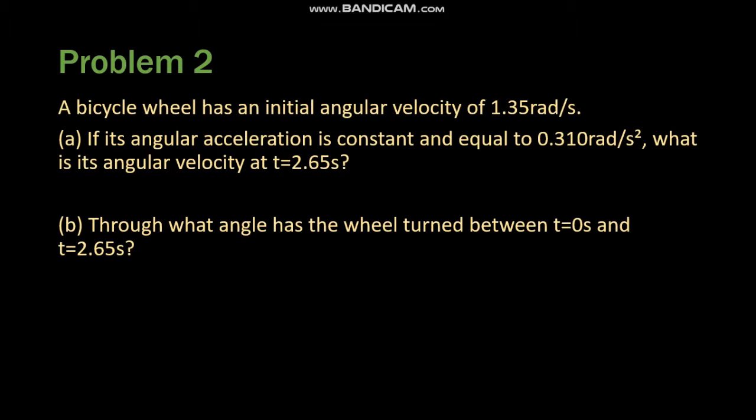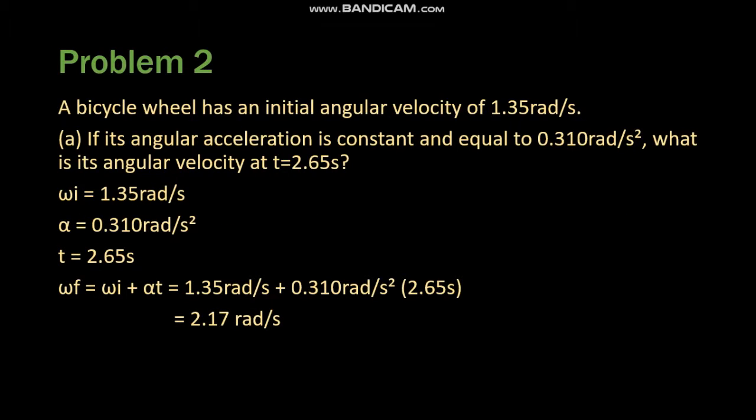Problem 2. A bicycle wheel has an initial angular velocity of 1.35 radians per second. For letter A, if its angular acceleration is constant and equal to 0.310 radians per second squared, what is its angular velocity at time t equals 2.65 seconds? The problem stated that the bicycle wheel has an angular velocity of 1.35 radians per second. The symbol for angular velocity is omega.